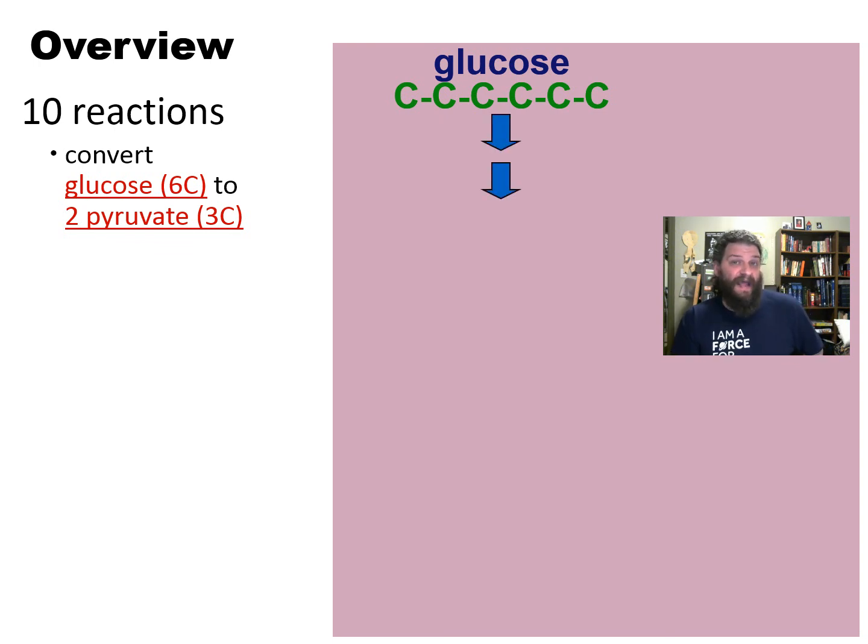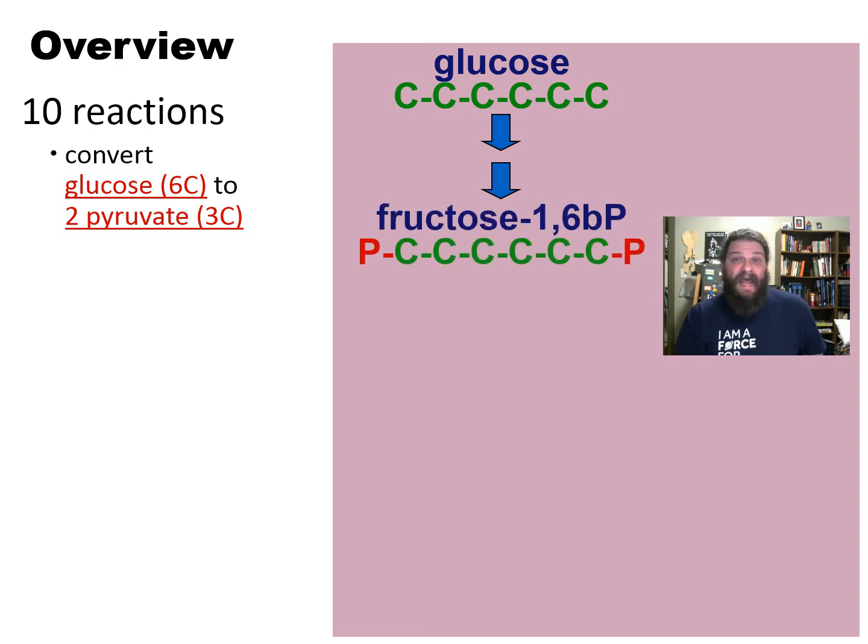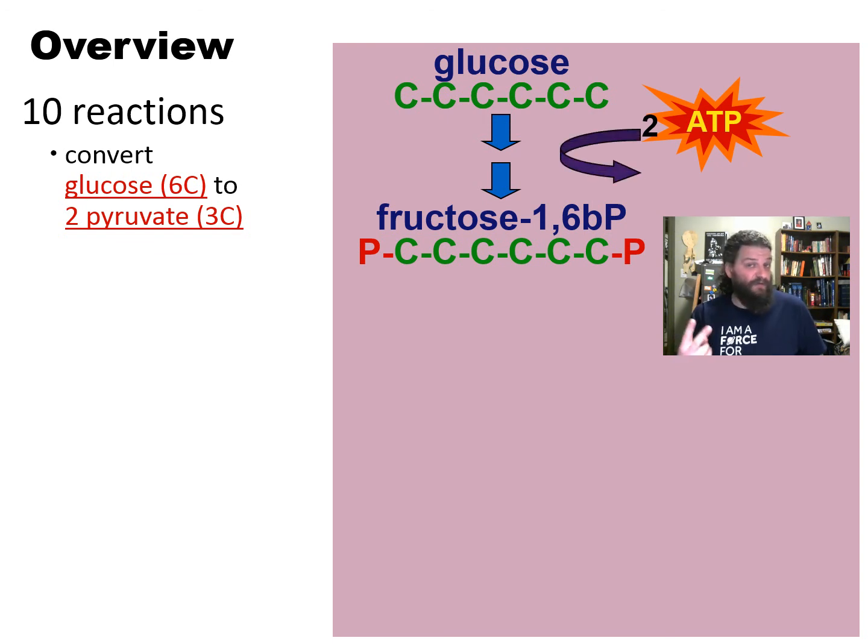The first thing that's going to happen is we're going to have to destabilize that glucose. We're going to have to add some energy to it. And we do this by phosphorylating it, like we were talking about in the last video about ATP. So in this case, we're going to take 2 molecules of ATP, strip those phosphates off, creating 2 ADPs, and 1 molecule of fructose 1,6-bisphosphate.